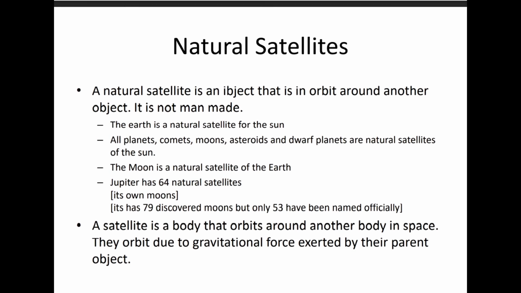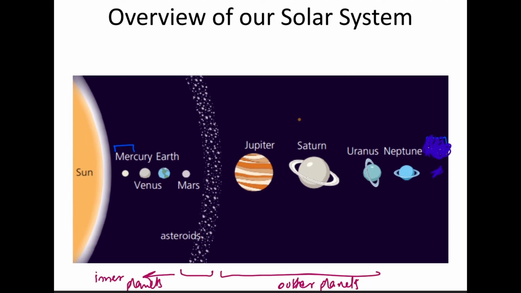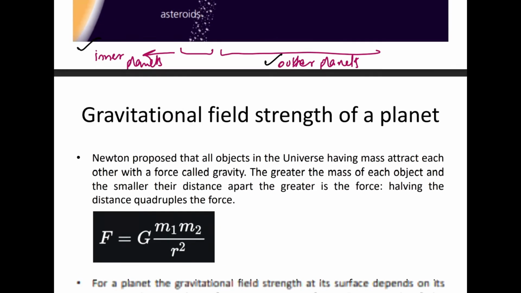Then we have natural satellites. You can go through that again. That is again based on memory. Overview of our solar system. We must remember these terms: inner, outer planets, where the asteroid belt starts. We have Mars before that. We have Jupiter after that. We are supposed to memorize it.